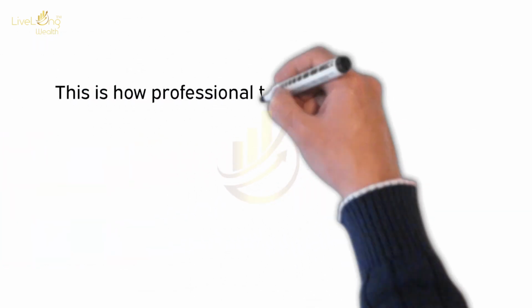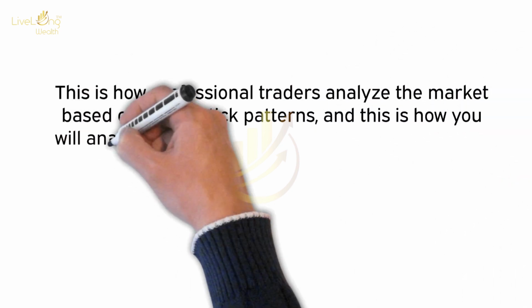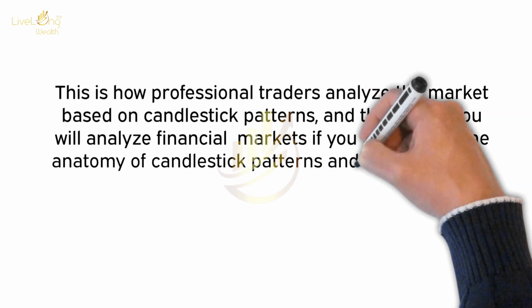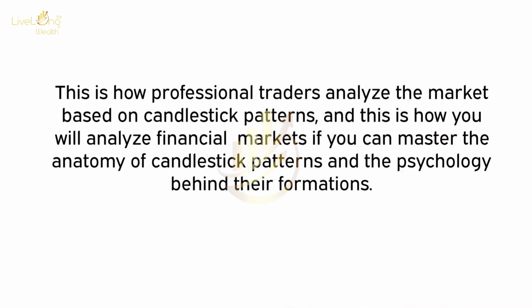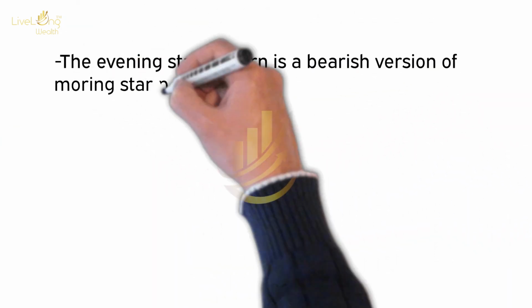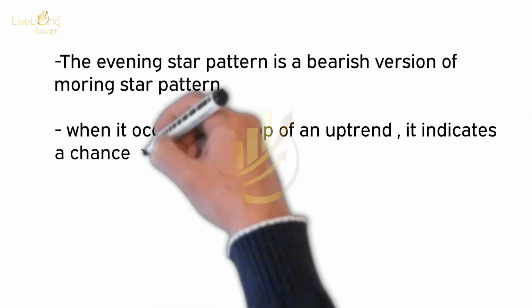This is how professional traders analyze the market based on candlestick patterns, and this is how you will analyze financial markets if you can master the anatomy of candlestick patterns and the psychology behind their formations. The Evening Star Pattern. The Evening Star Pattern is a bearish version of the Morning Star Pattern. When it occurs at the top of an uptrend, it indicates a chance of trend reversal.